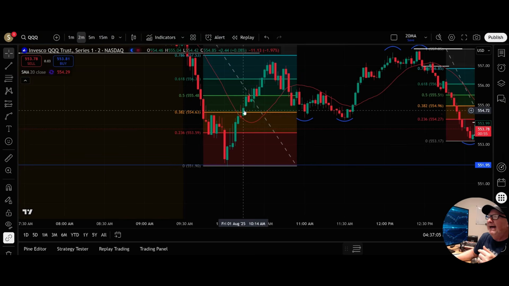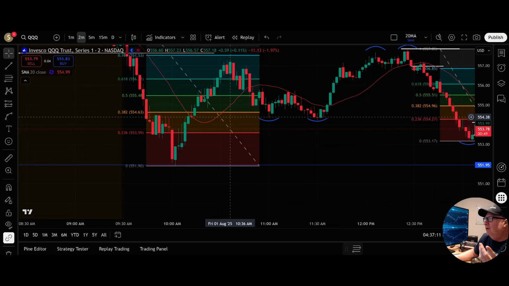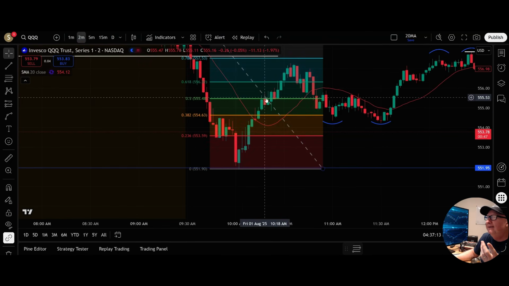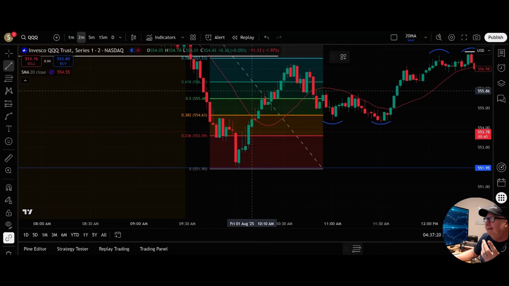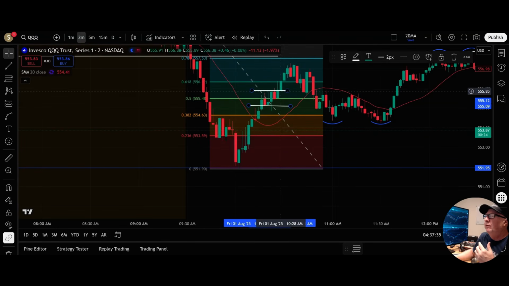We get a power bar through the 20, which is one of my buy setups, but I'm already long, so I'm not getting in at this point. We get a base that sets up essentially here. We break that base to the upside, so that's a buy trigger.